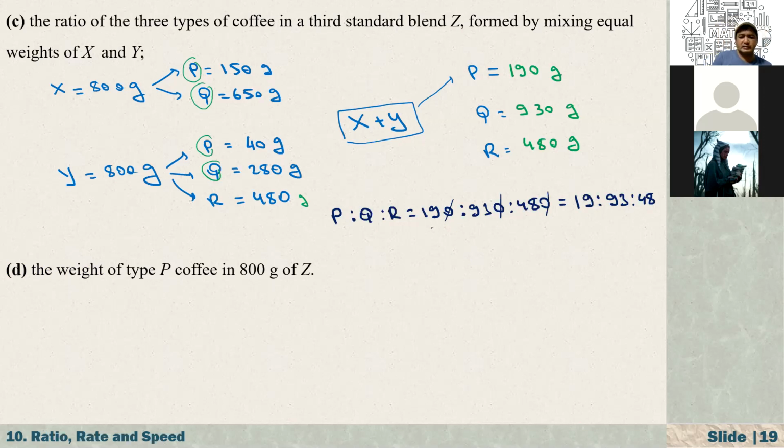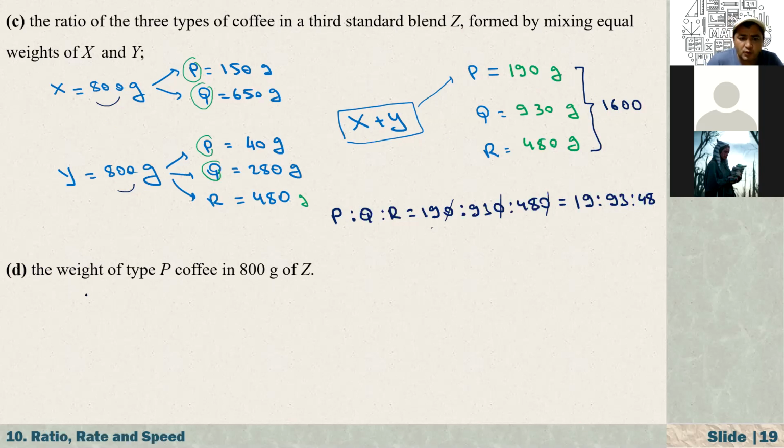And how about question D? In question D, the weight of type P coffee in 800 grams of Z, right? So as you see here, all together, what is the weight of this coffee? It is 190 plus 930 plus 480. We just added 800 grams to 800 grams. The total weight here is 1,600 grams.